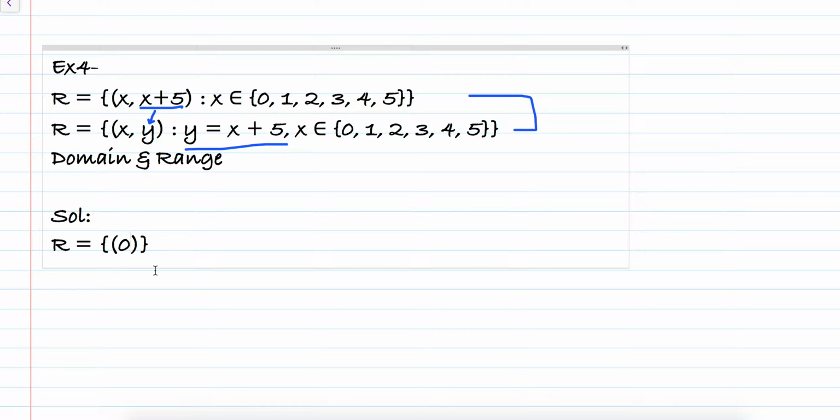So 0, 5 more than 0 is 5, then 1, 6, 2, 7, 3, 8, 4, 9, 5, 10.